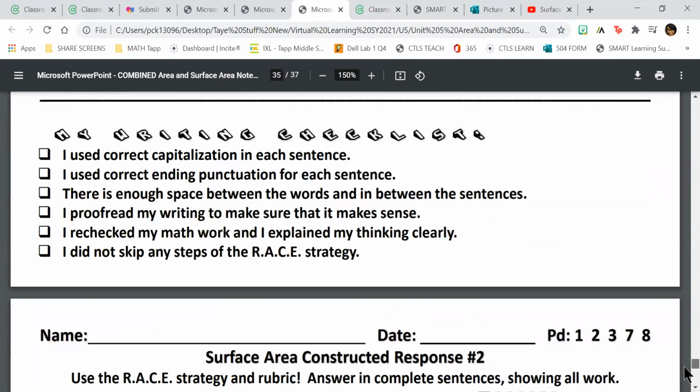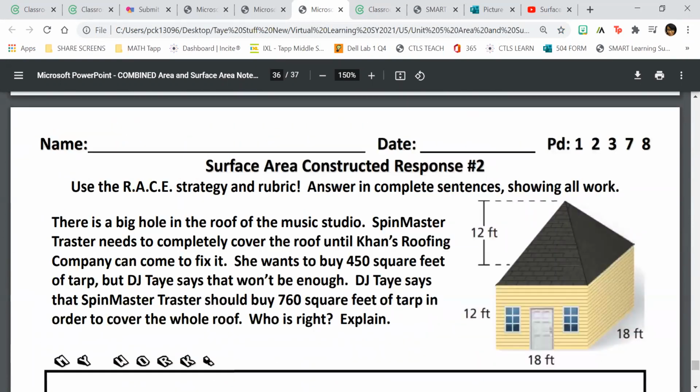And the surface area constructed response number 2 looks like this. There's a big hole in the roof of the music studio. Spin Master Traster needs to completely cover the roof until Khan's roofing company can come to fix it. She wants to buy 450 square feet of tarp, but DJ Tay says that won't be enough. DJ Tay says that Spin Master Traster should buy 760 square feet of tarp in order to cover the whole roof. Who is right?